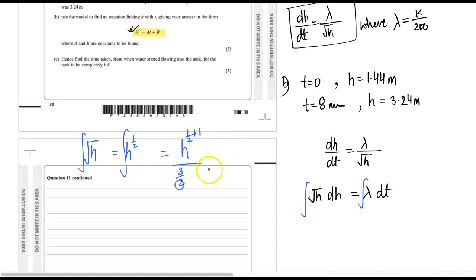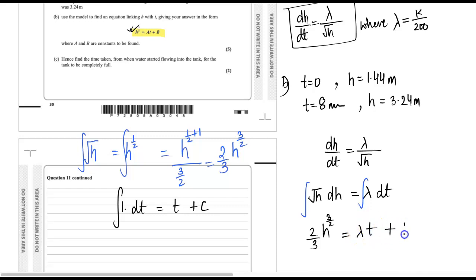So 3 halves. That will give you 2/3 of h to the power 3/2. So I'm going to write this value directly over there. So we can write 2/3 of h^(3/2) is equal to lambda. When you integrate 1 with respect to t, it would just be t plus c. So it is lambda dt, so we're going to be getting lambda t plus c.